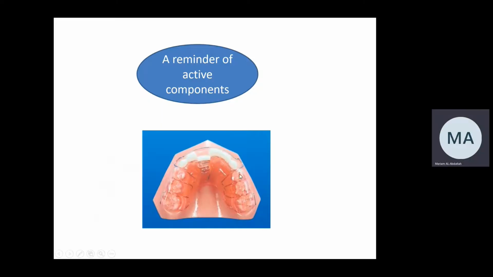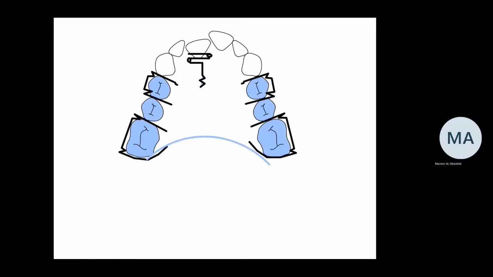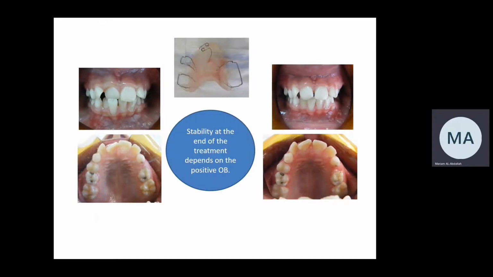Just to remind you, this is how a Z-spring will look inside the removable appliance. It's a 0.5 millimeter stainless steel wire. This is the general idea. Now these teeth are colored blue because there is a posterior bite plane. So when we activate the Z-spring, it should push the tooth across the bite and correct the anterior crossbite.